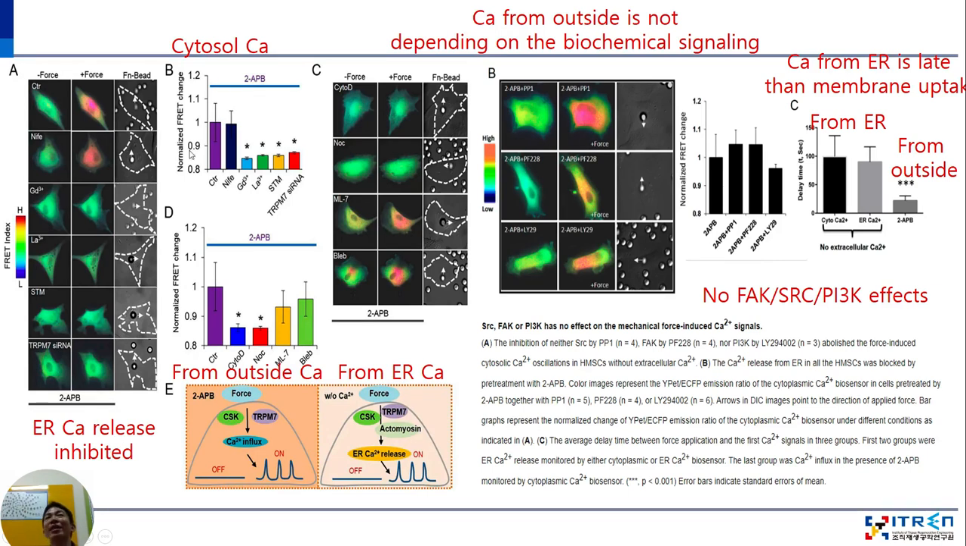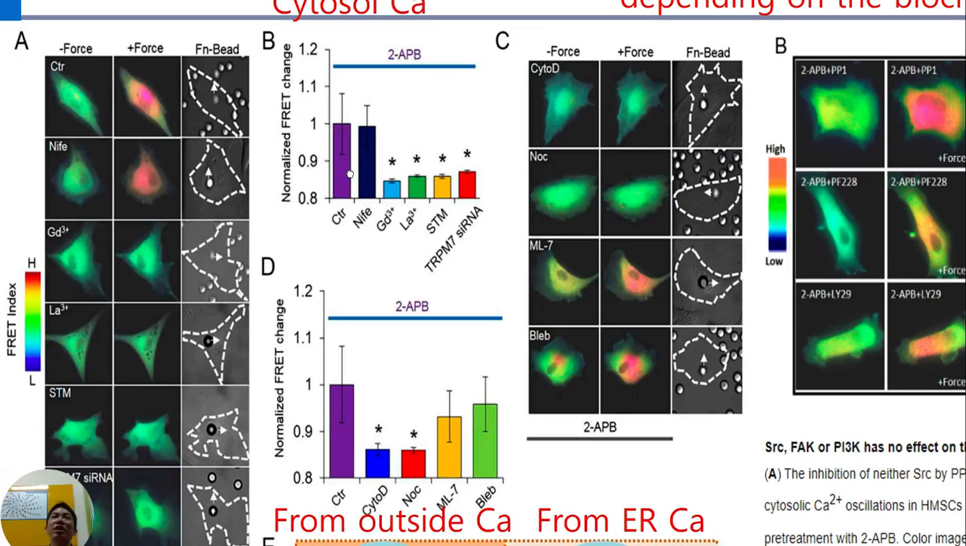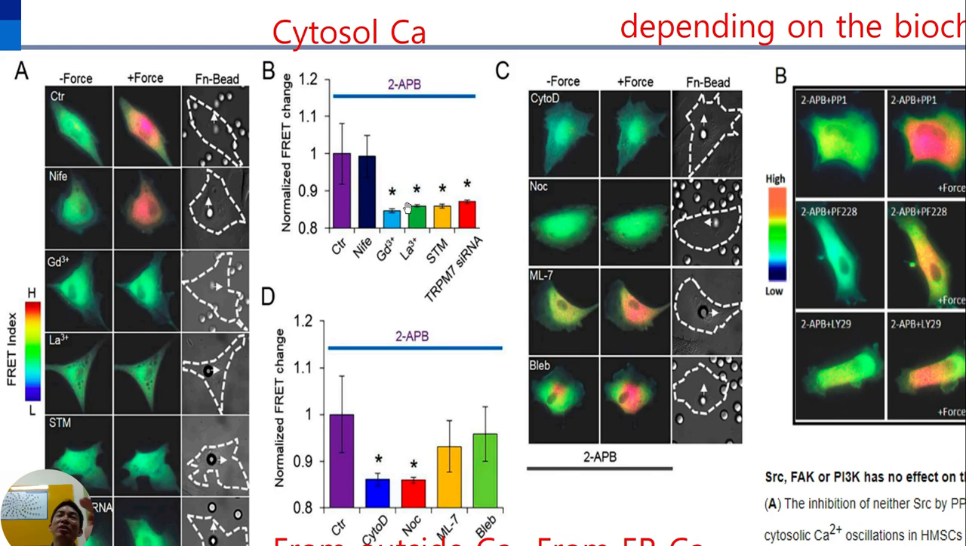So when they see something, this is coming from the outside cell media to the cytosol. Okay, and then here, in control, they maintain the calcium, but with nifedipine, no change, it doesn't work. But with gadolinium, lanthanum, STM, TRP7, all are decreasing, which means that when this cell has a calcium change, not only ER from the previous page, but also outside media to cytosol, they are also involved.